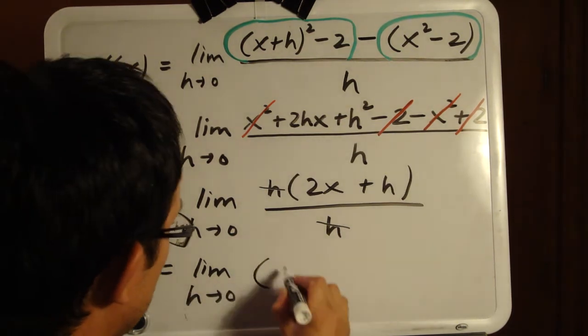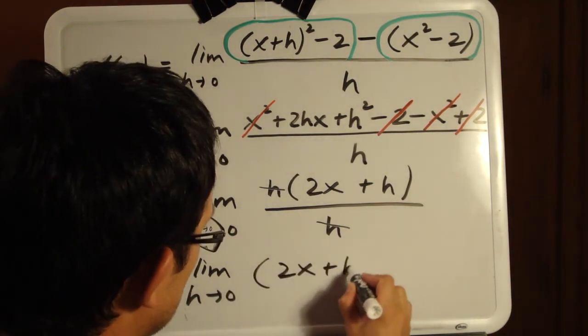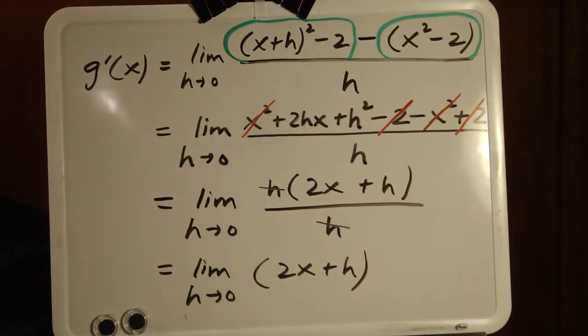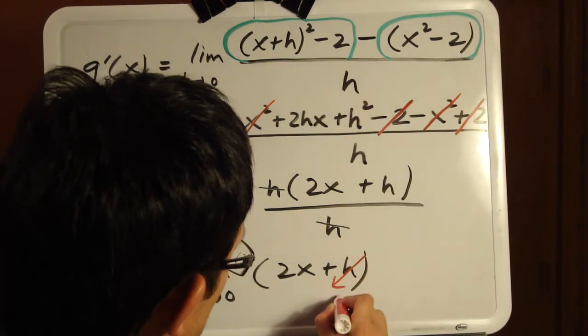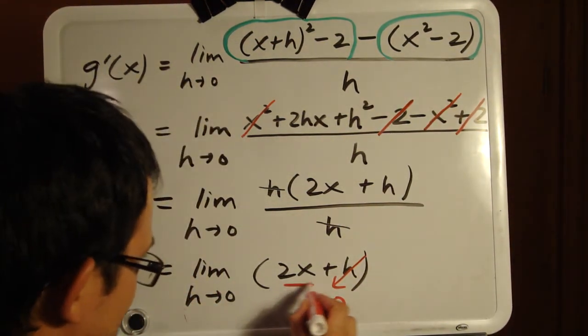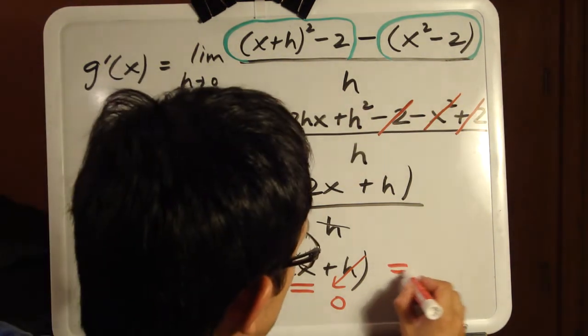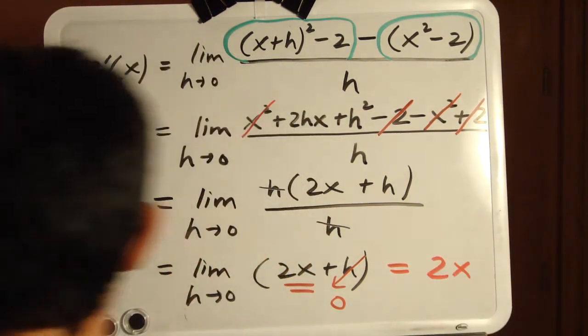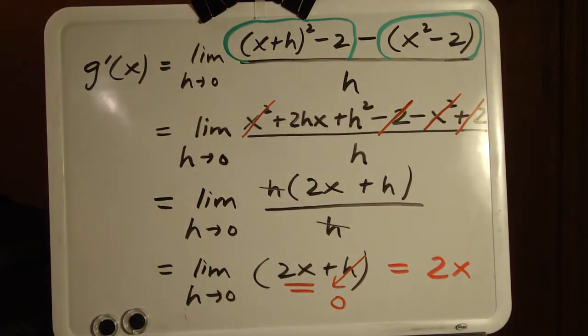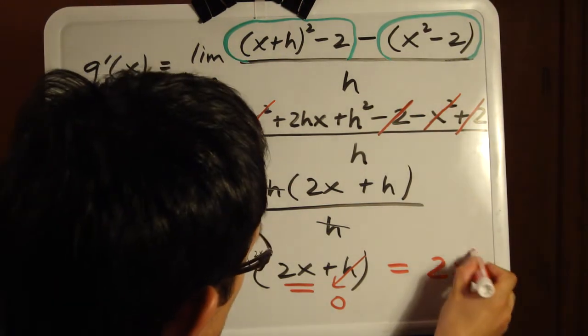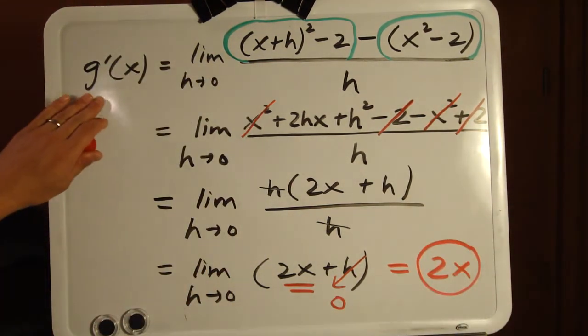And then we're left with 2x plus h. Okay, so in the end, now h can travel to 0. And so this part here will go to 0, and you can see that the 2x is going to fall right out. So this is equal to 2x. So the connection to make is that this 2x is equal to g prime.